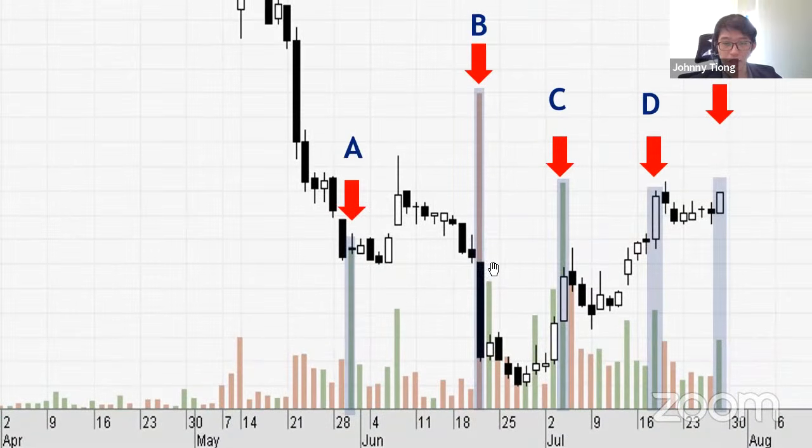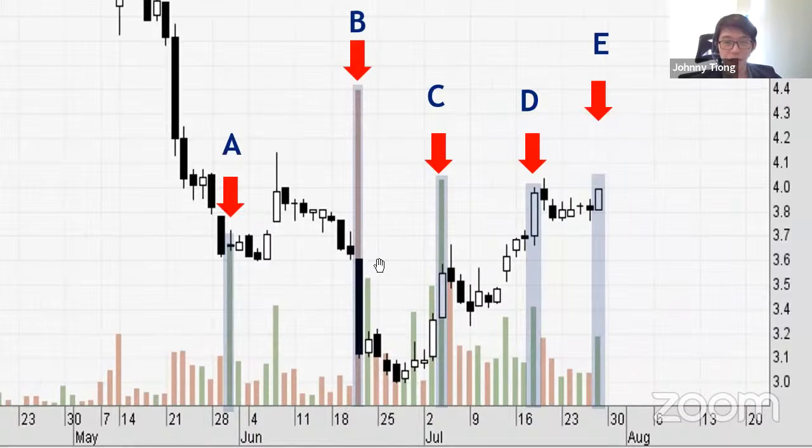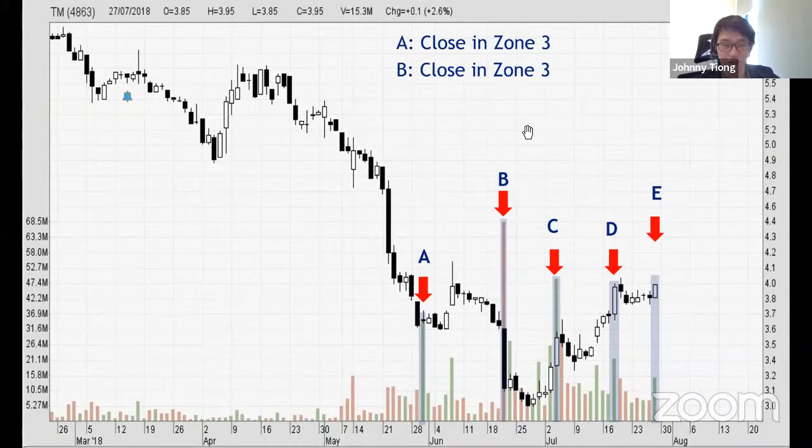See, at 9 o'clock it opens at around 3.6, and when it closes at 5 p.m., it's 3.1. So the whole day, from when the market opens, people sell until 5 p.m. So the effort and the result are aligned, meaning on candle B a lot of people are selling. So it closed at zone 3.